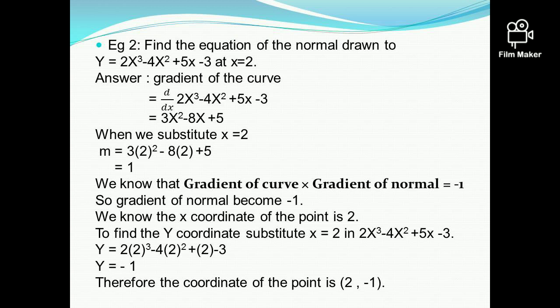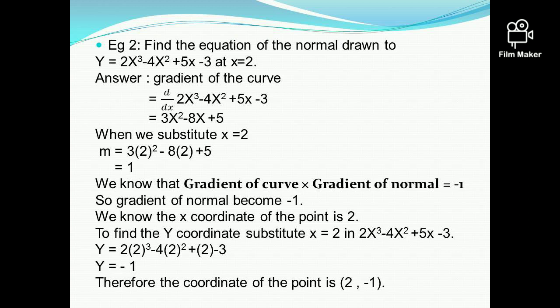Let's move to another example. The question is to find the equation of the normal for y equals 2x cubed minus 4x squared plus 5x minus 3 at x equals 2. Initially, let's find the gradient of the curve. If you differentiate y equals 2x cubed minus 4x squared plus 5x minus 3, you receive the answer 3x squared minus 8x plus 5.